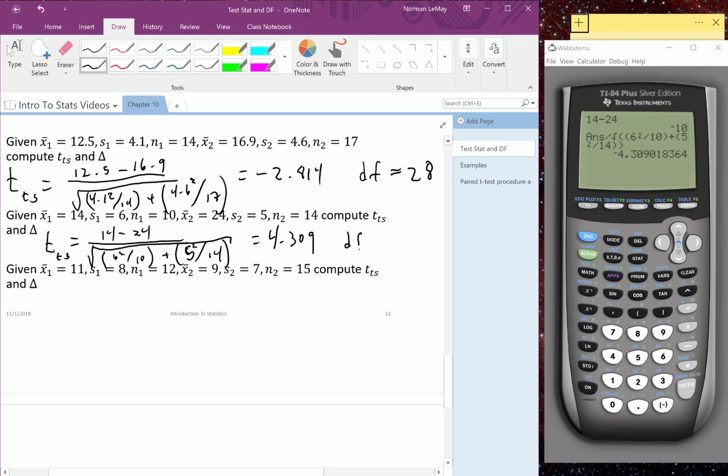And then our degrees of freedom. Again, run the program. DF puts it on the screen. Now we start it. S1 is 6. N1 is 10. Then 5 and 14. So here we get 17 for our degrees of freedom. Okay, and now we have one more. If you will, go ahead and pause the video again and compute the t-test statistic, and then compute the degrees of freedom.